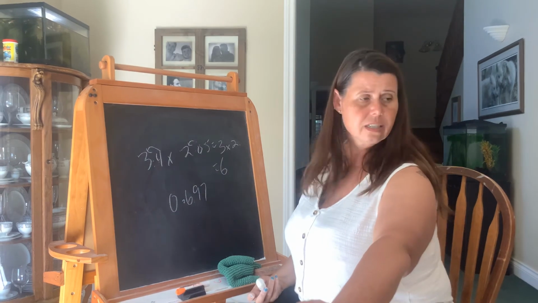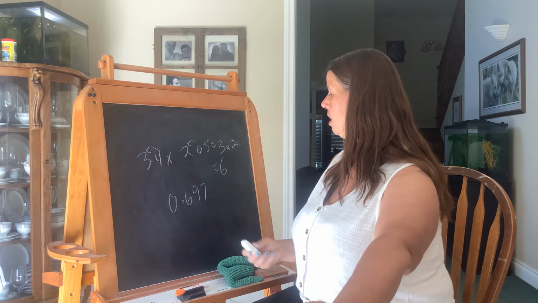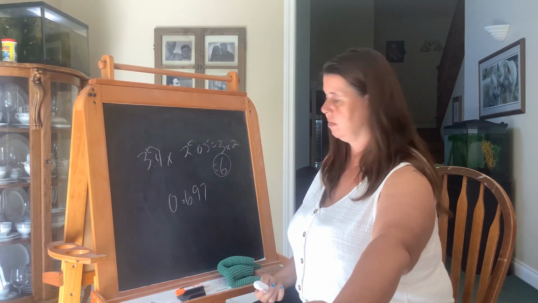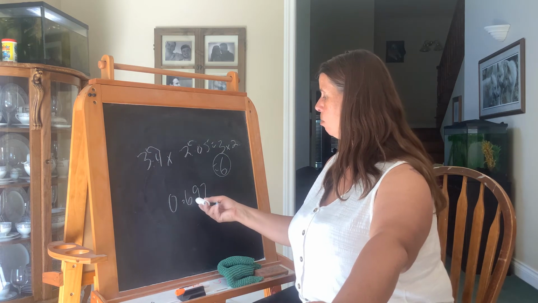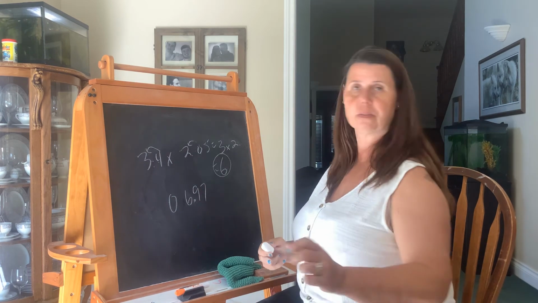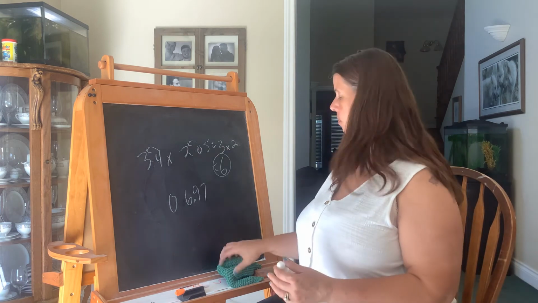0.697. Is the decimal in the right place? Is that close to 6? No, it's not close to 6. The decimal should have been here. So you are going to correct that one and change where the decimal is. Okay? You guys go answer the rest of the questions.